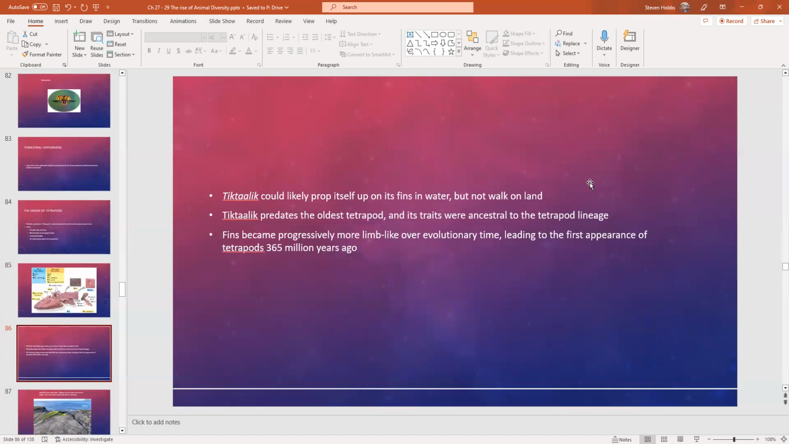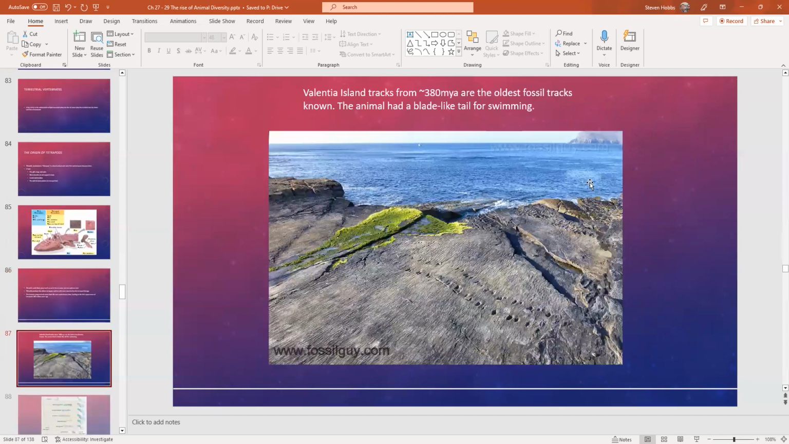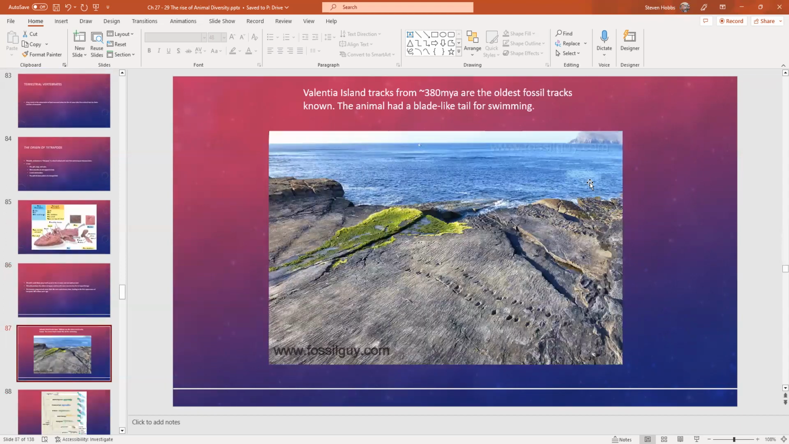So Tiktaalik could likely prop itself up on its fins while in the water, but it could not efficiently walk on land. It predates the oldest tetrapod. So the traits were then ancestral to the tetrapod lineage. That does not mean we evolved from it. We evolved from a common ancestor with it. Fins then become progressively more limb-like over time. Give it a long time, you start to develop these animals that can then get out of the water, crawl across the land from one pool to the next.